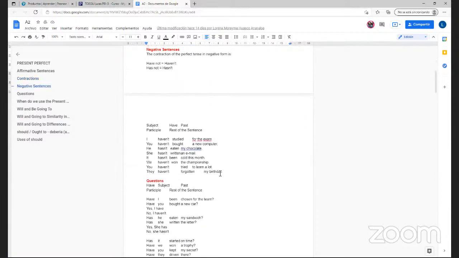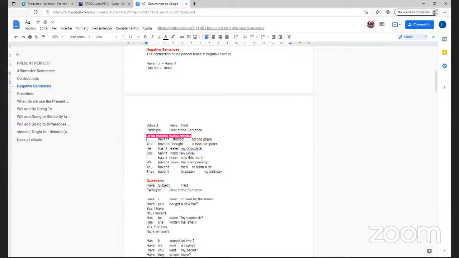So, in negative sentences, as I was telling you, we can contract and we can use haven't or hasn't, or maybe without contraction, have not or has not. So we have some examples here.